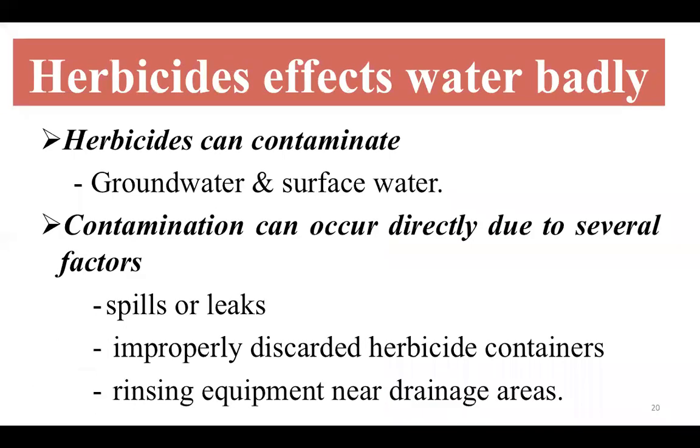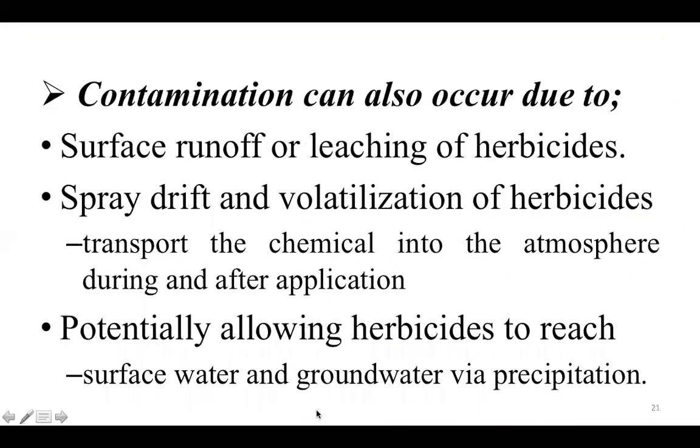So herbicides affect the water badly by contaminating the groundwater and the surface water. And this contamination mostly occurs directly due to several factors like spills or leaks, improperly discarded herbicide containers, and rinsing equipment near the drainage area. This contamination can also occur due to leaching and surface runoff. So the spray drift and volatilization of the herbicides, which transport the chemicals into the atmosphere during and after the application, should be avoided. Allowing herbicides to reach the surface water and groundwater by means of precipitation can also be avoided.